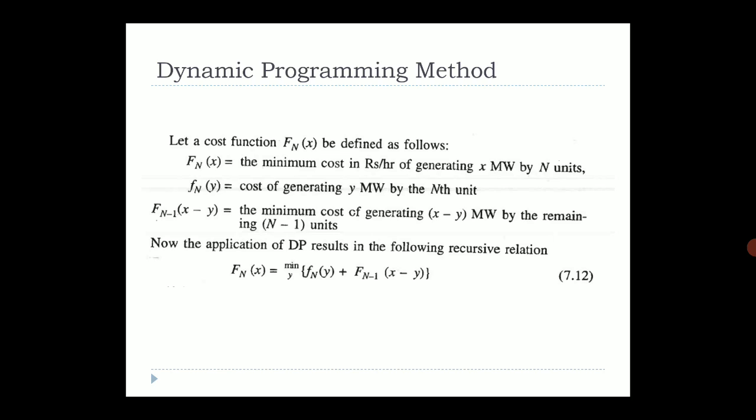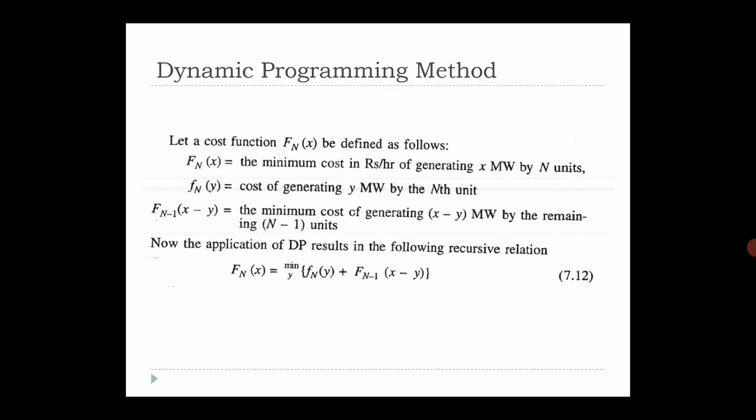Okay. Now there is one more thing, called small f n of y. Small f is the cost of generating y megawatt by the nth unit. So if I say small f1 of 2, that means it is the cost of generating 2 megawatt by unit 1. If I say small f 1 comma 20, that means the cost of generating 20 megawatt by unit 1. Capital F is actually the minimum cost, but small f is the cost of generation.